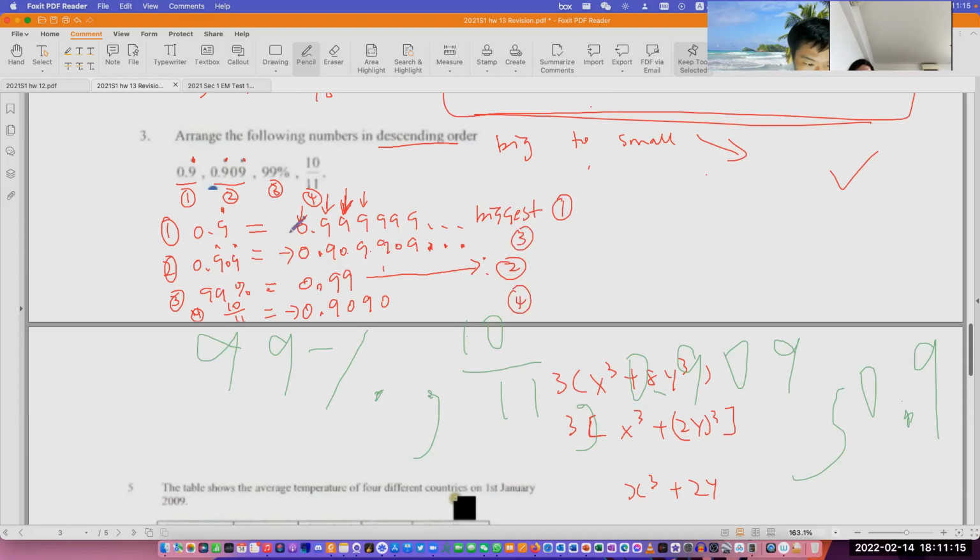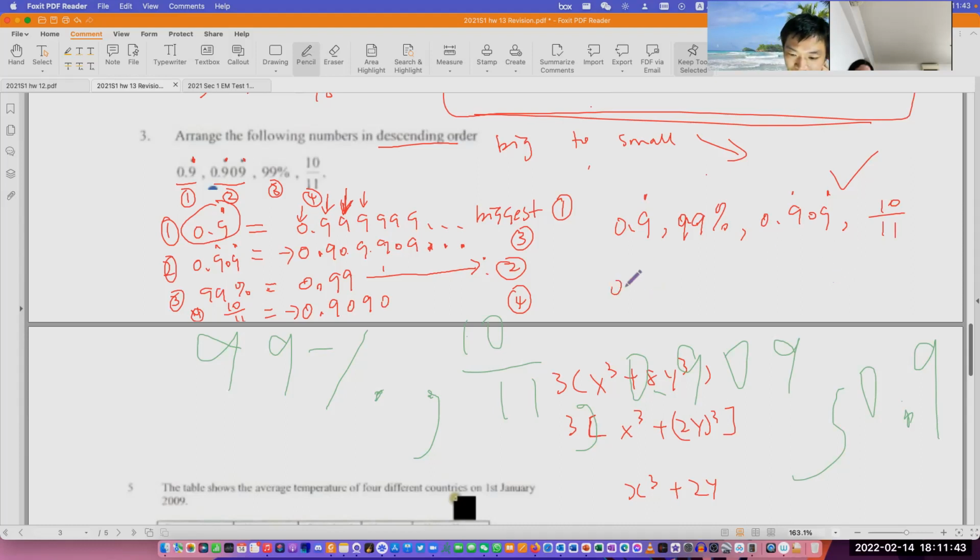Okay, so the first one is 0.9 with the dot above. By the way, you should use the original number. You cannot use the converted form. So this is the biggest. Then comma, 99%. And then 0.909 with 2 dots above. And then last. Okay, this is one way to represent descending order.